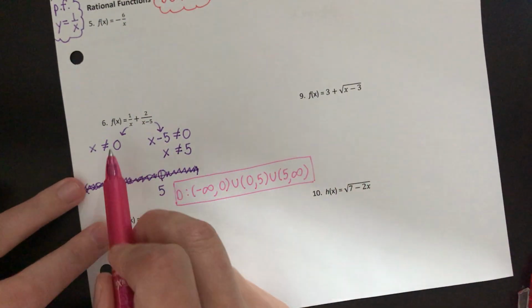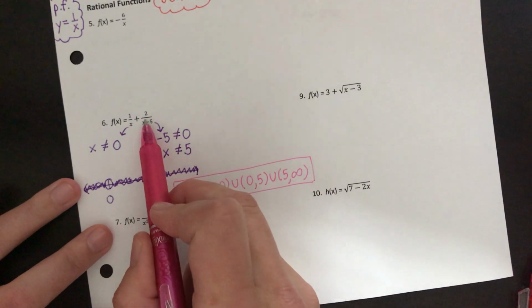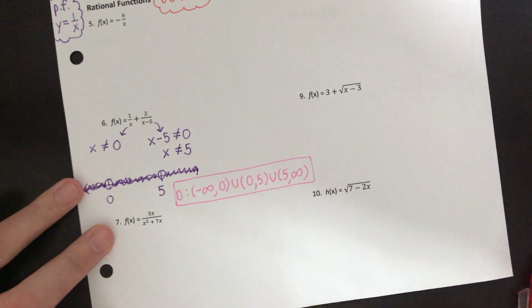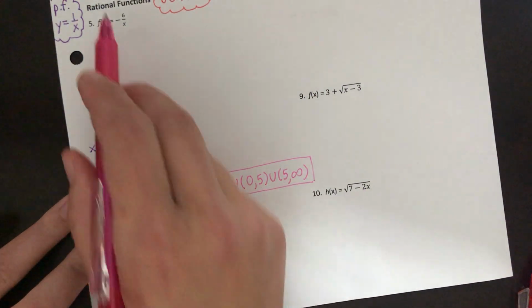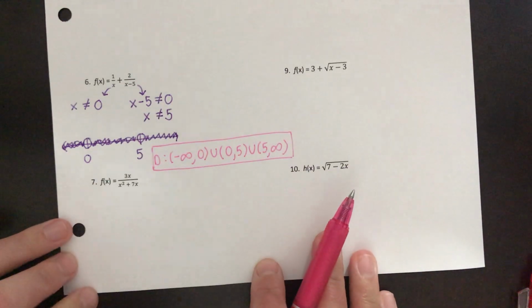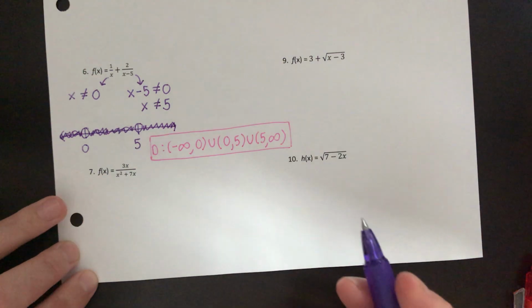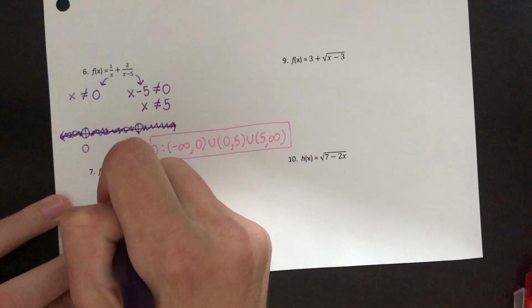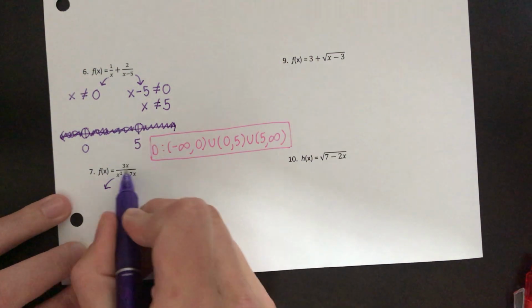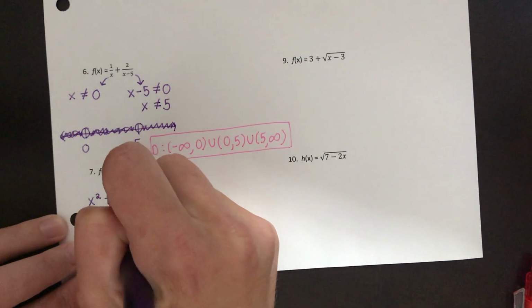And this should make sense that you can't have 0 here because that would create 0 in the denominator, and you can't have 5 here because 5 minus 5 would be 0, and that would be 0 in the denominator. So on rational functions, the denominator is where your restrictions come from. Okay, let's look at one more example of this type. So number 7. Again, what's in the denominator, this x squared plus 7x, cannot equal 0.